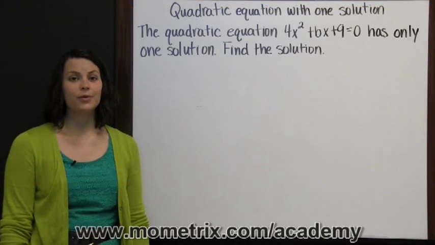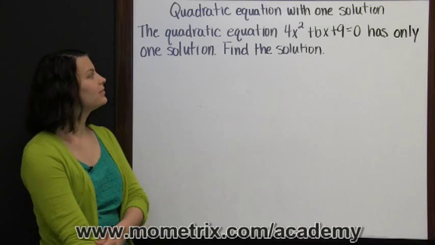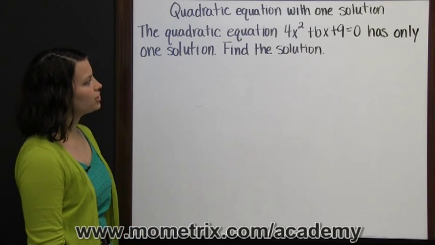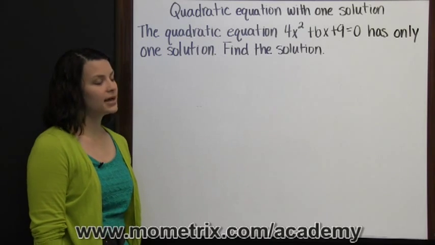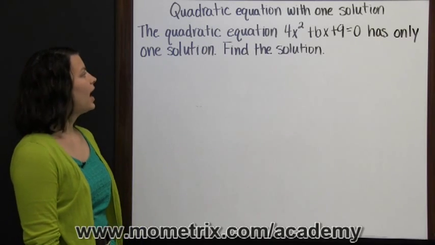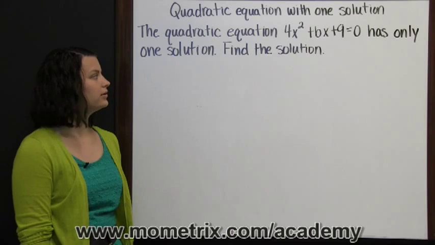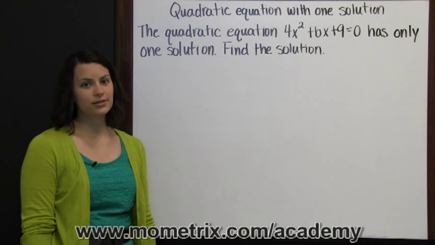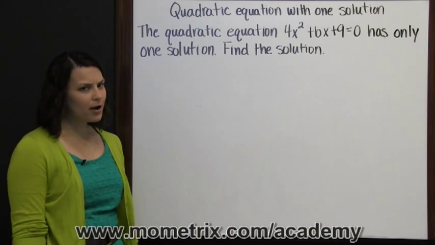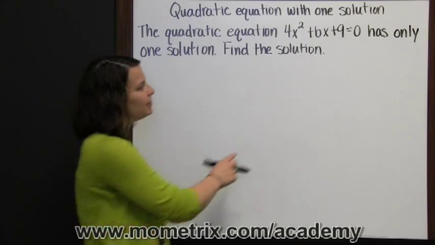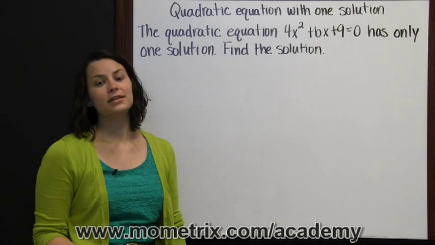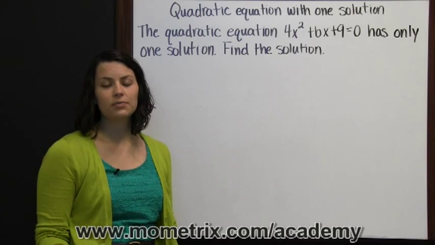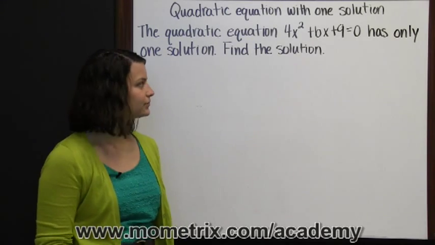Quadratic equation with one solution. The quadratic equation 4x squared plus bx plus 9 equals 0 has only one solution. Find the solution. There's a problem here. They put a b instead of an actual number. We don't know what b is, and if we don't know what b is, then we can't find our solution.